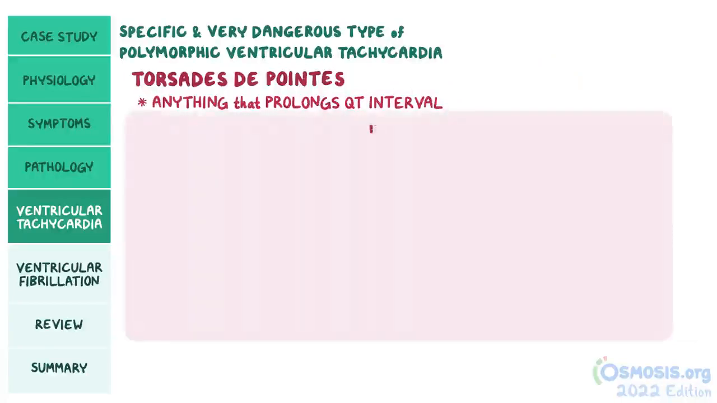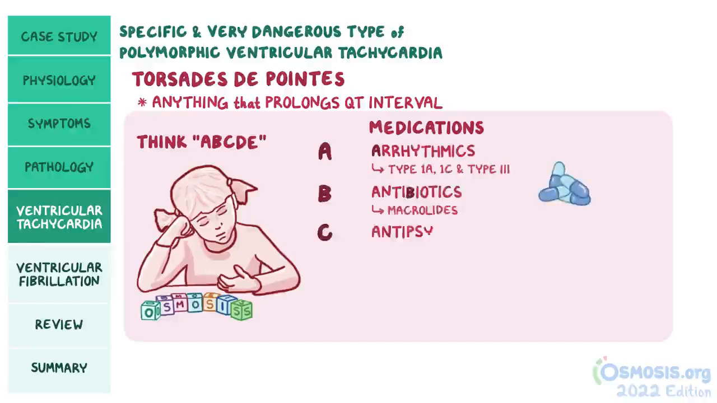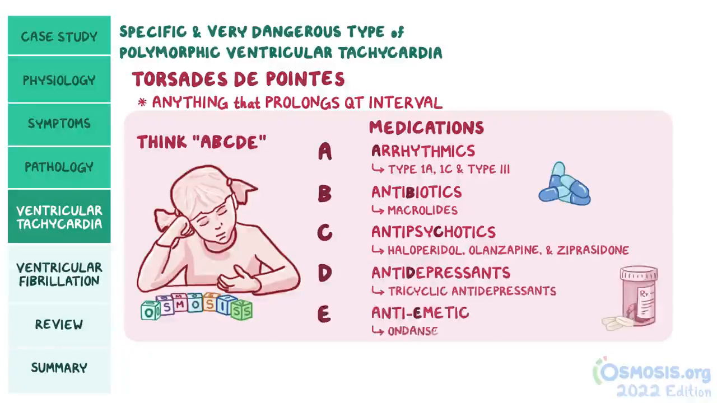In addition, many medications can prolong the QT, and this is frequently tested. To help you remember them, think A, B, C, D, E, where A is antiarrhythmic, type 1A, 1C, and type 3. B is antibiotics, like macrolides. C is for antipsychotics, like haloperidol, olanzapine, and ziprasidone. D is for antidepressants, like tricyclic antidepressants. And finally E for antiemetic, like ondansetron.